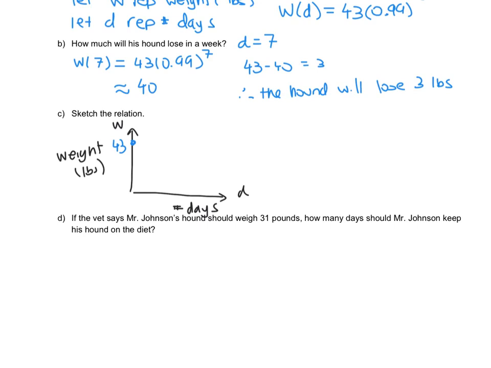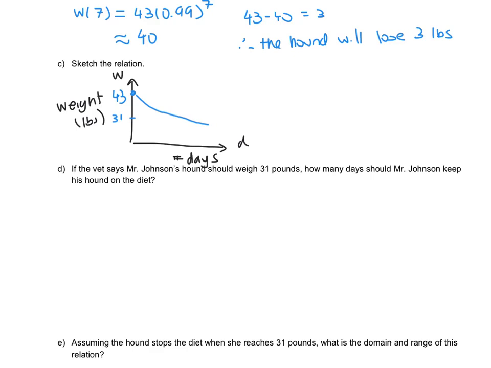If the vet says Mr. Johnson's hound should weigh 31 pounds, how many days should Mr. Johnson keep his hound on the diet? So when I draw my sketch, maybe I'll just stop it around a 31 mark. Okay, so if we want the hound to weigh 31, then we will set our equation equal to 31. And now, I want you to pause the video and try to solve this. Use that little log trick to get the common base, and then come back to check your work.